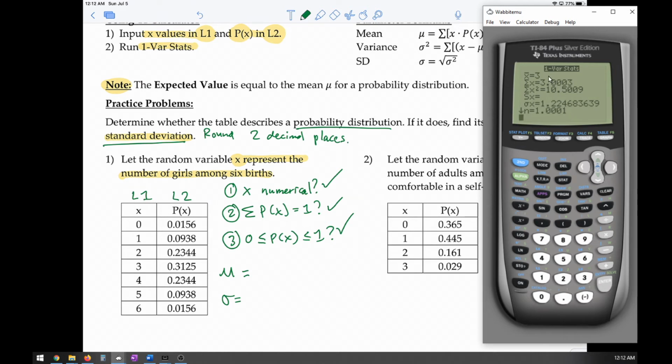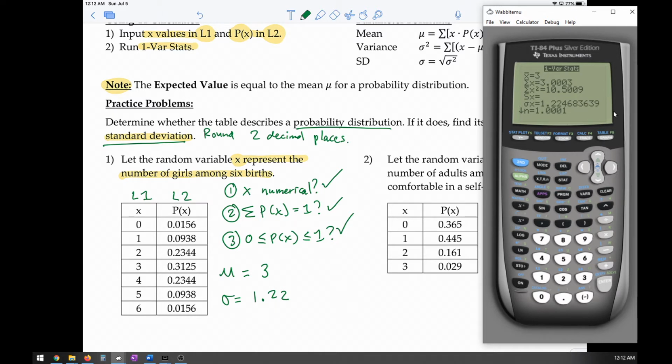So the mean here is 3, and sigma is the standard deviation, the population standard deviation. That's 1.22. Again, we're rounding to 2 decimal places, and the second 2 is in the round off spot, and the 4 here does not increase it to a 3, so it just stays the same, right? So the mean is 3, and the standard deviation, the population standard deviation, is 1.22. So we didn't need to round the mean because it was a whole number, right?